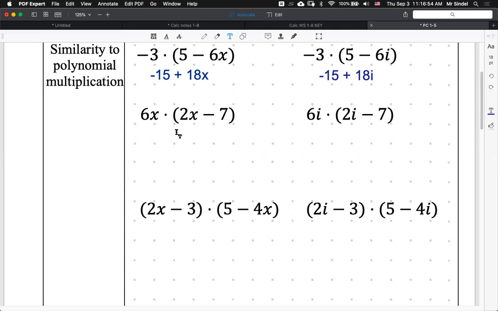All right, very similar. 6x times 2x minus 7. Who's got it? Would it be 12x squared? I'll just write power of 2. 12x squared, and? I read your lips, but I think you're muted. Minus 42. Oh, yeah, sorry. Times negative 42.